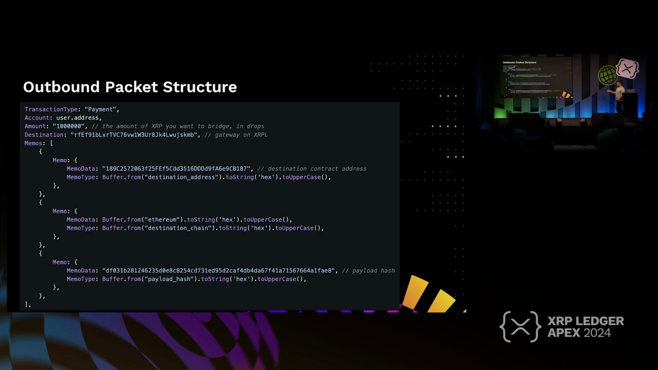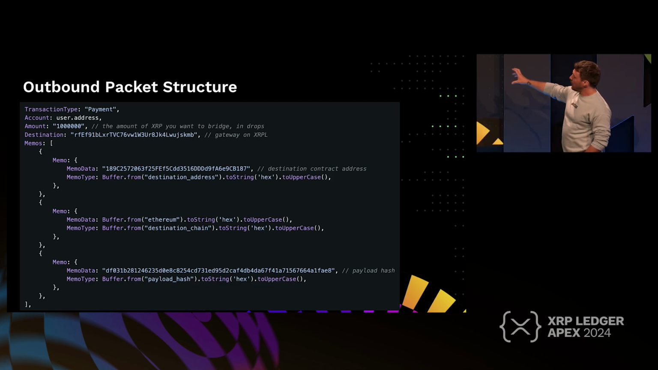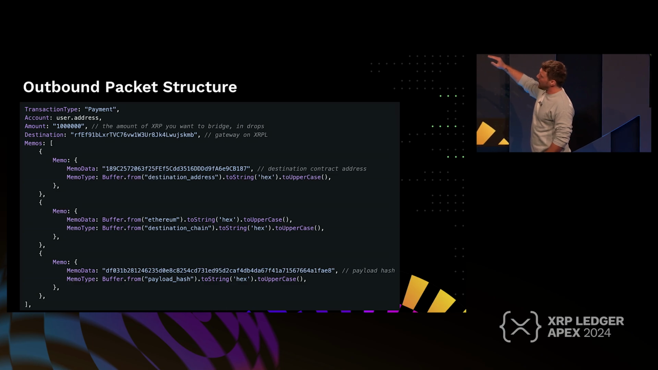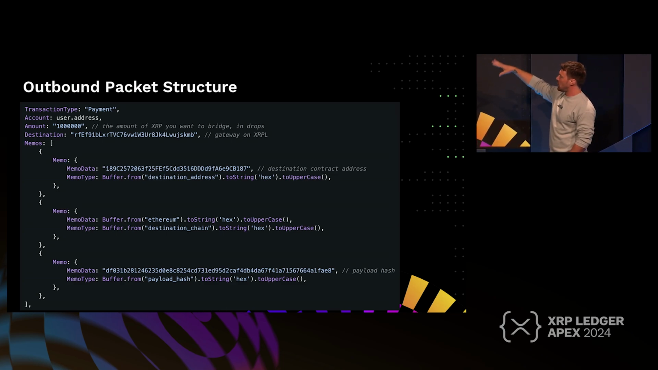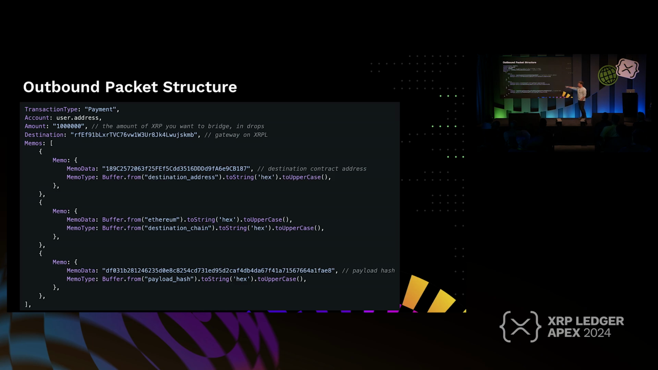This is the packet structure coming out of XRP Ledger. So we put the cross-chain data in the memo here. So this is JavaScript. For the memo, each memo type is basically the field name. So you've got destination address encoded as hex, destination chain encoded as hex, payload hash encoded as hex, and then the data itself. Here's the payload hash.